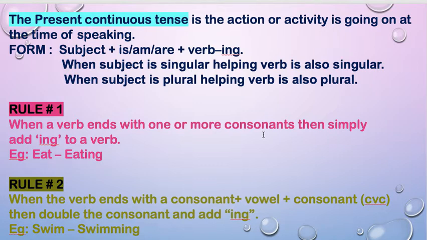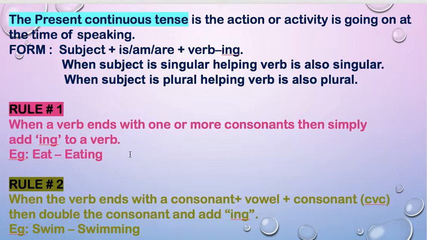So here first you need to know what are the vowels and what are the consonants. So what are vowels? You have already learned in your previous classes, isn't it? Vowels are a, e, i, o, u. Okay, they are 5 vowels: A, E, I, O, U. And rest all the other alphabets are known as consonants. Got it, students? Okay, so here, if the verb ends with one or more consonants, then simply add ing to a verb. Okay?